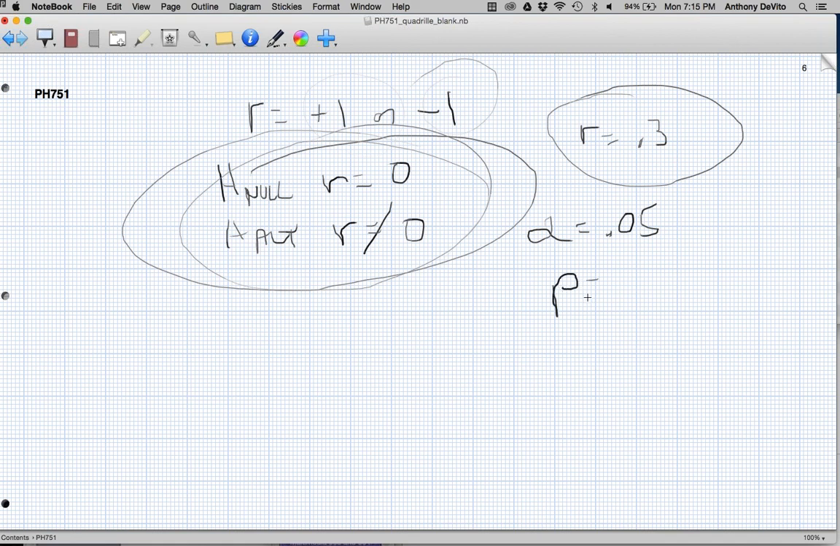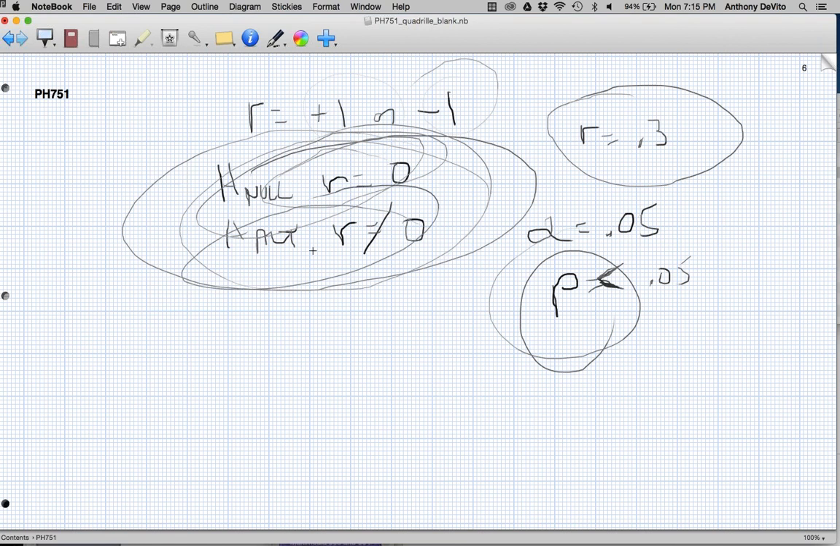That's going to be our p-value. So we want our p-value to be less than 0.05, or less than alpha. If our p-value is less than 0.05, what can we say about the null hypothesis? We can reject it and accept the alternative hypothesis.